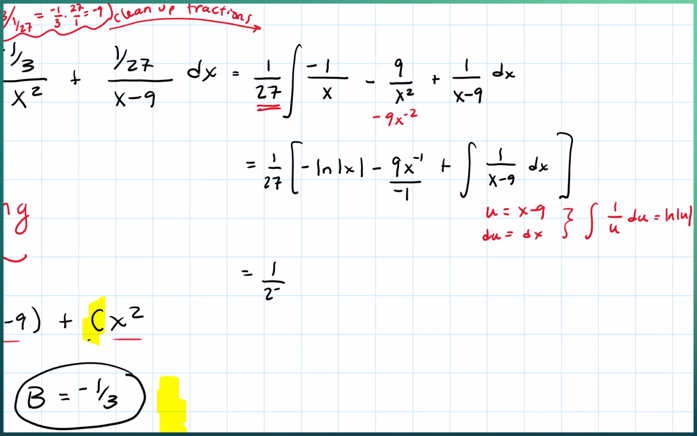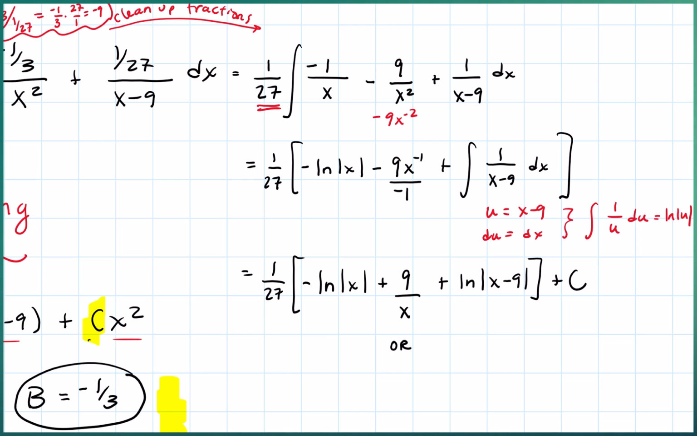1 over 27 times negative natural log of the absolute value of x. This was a negative and a negative, so it becomes a positive 9, and I'm going to drop the x down, positive 9 over x. This becomes the natural log of the absolute value of x minus 9. And we have an integration constant. Technically, I guess we integrated three fractions. There were three little mini integration constants, but they all add up to one integration constant. And we can leave our answer like that.